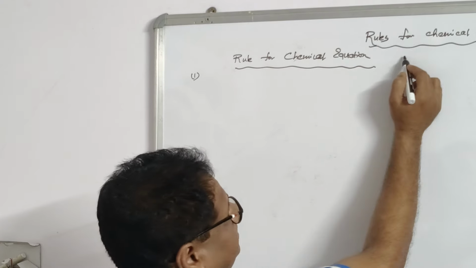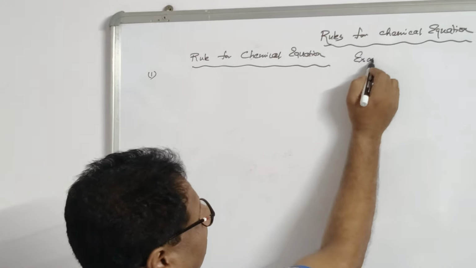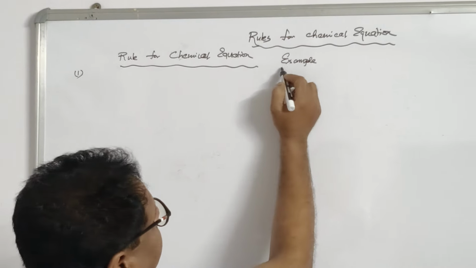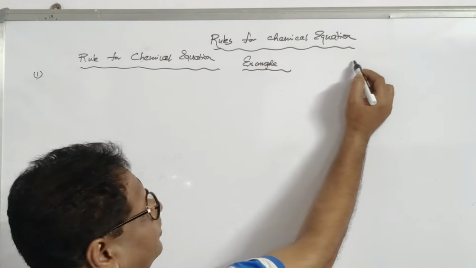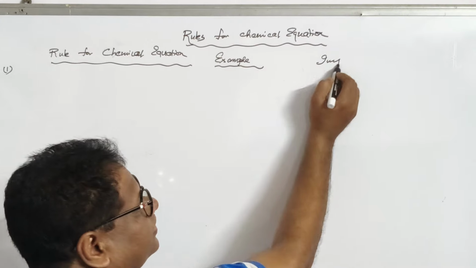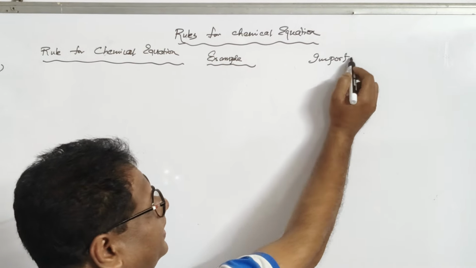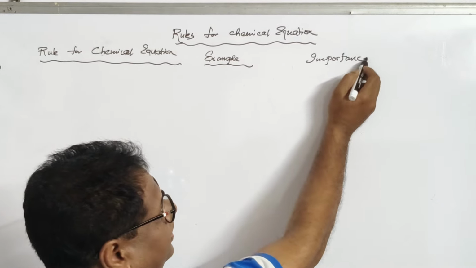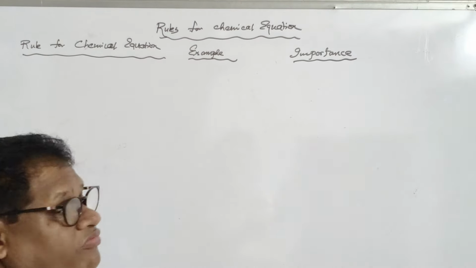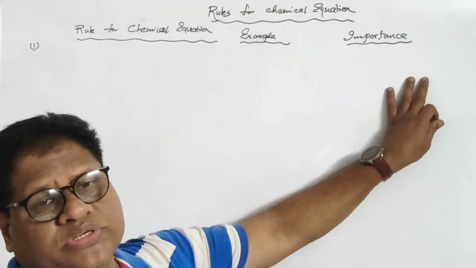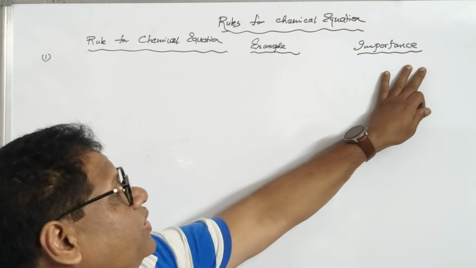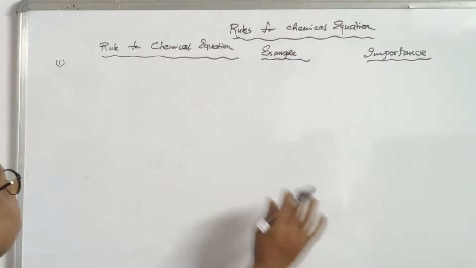Here we are going to discuss the example, okay, and here we are going to highlight the importance, okay, how that particular equation is important. Where do you find, where you have come across this chemical equations? This is more important to understand, okay.